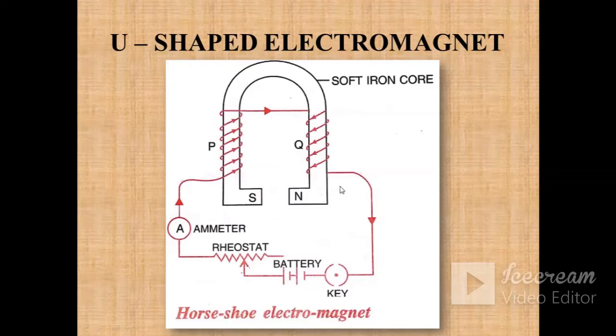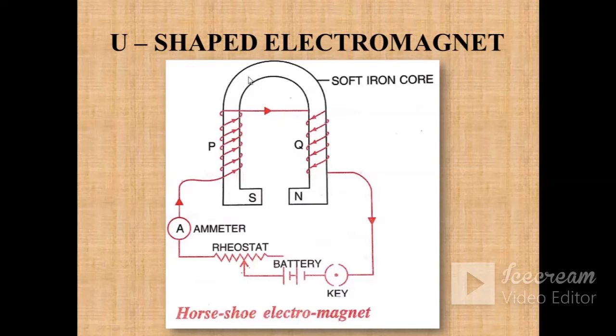When electric current is passed through the winding, it flows in opposite directions in the arms of the core, and this produces a magnetic field in the opposite direction in the two arms. As a result, one end of the iron core behaves as a north pole and the other end behaves as a south pole.